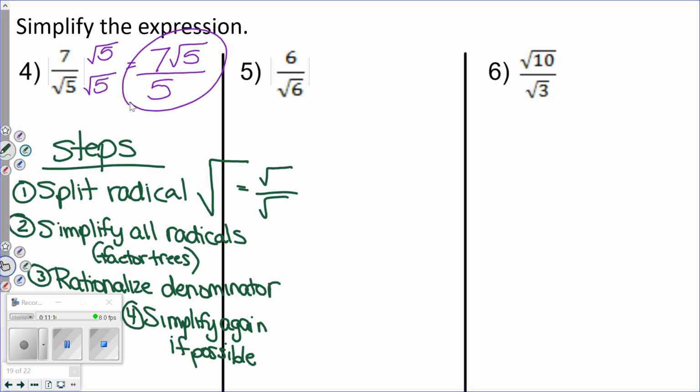But what happens is people will flip-flop steps 2 and 3. And you can do the problems if you flip-flop steps 2 and 3, but your problems get ugly. And I mean ugly. So I'm trying to help you keep things a little smaller and a little more manageable. So simplify your radicals first, then rationalize if you have to, and then see if you can simplify again.